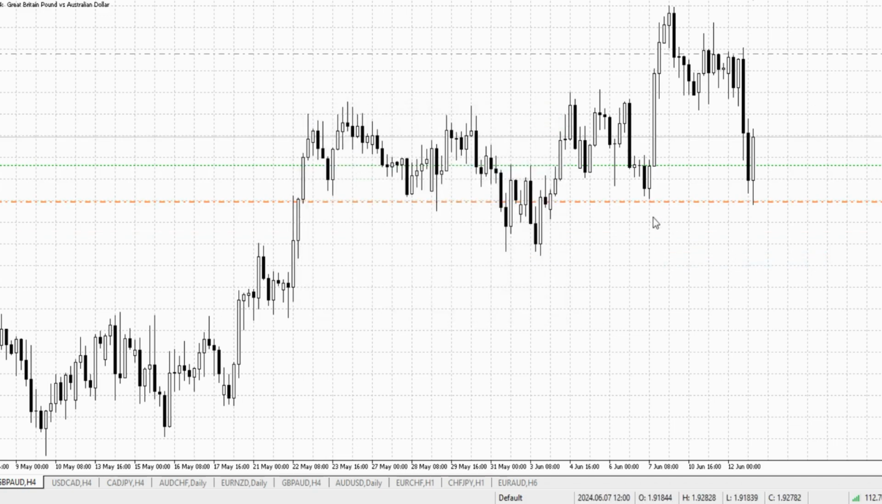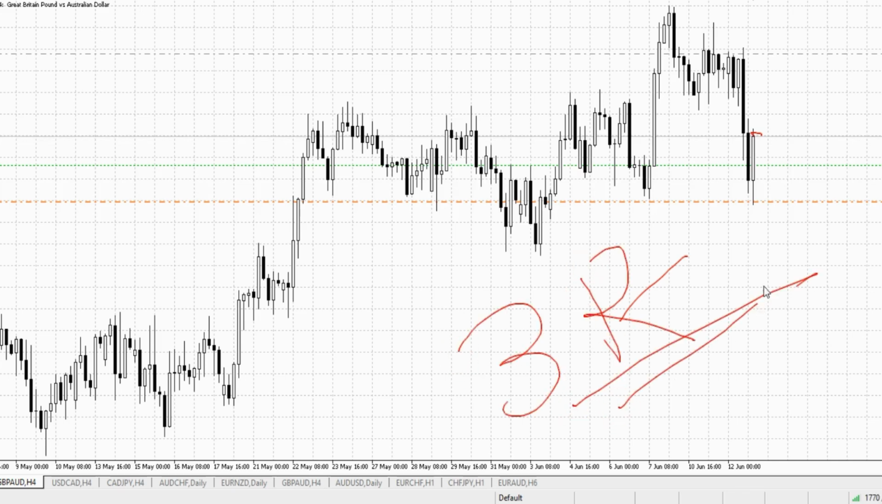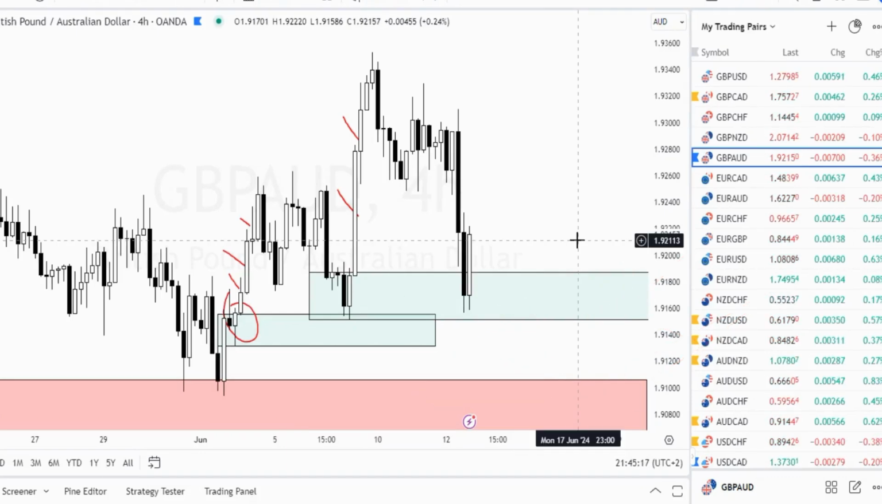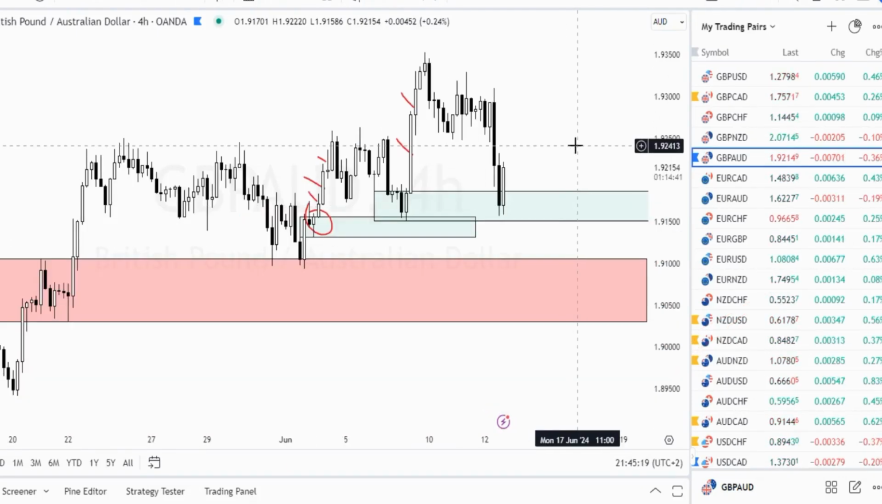And also you can see that I am actually in the buy. I am in the trade and the trade is still running. Okay, and I'm going to make 3R here. Okay, 3R. Okay guys, so that's how I trade.